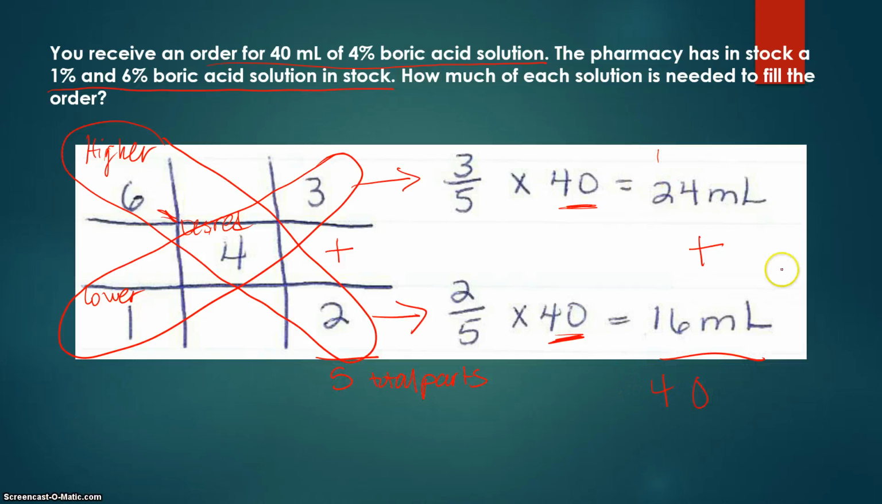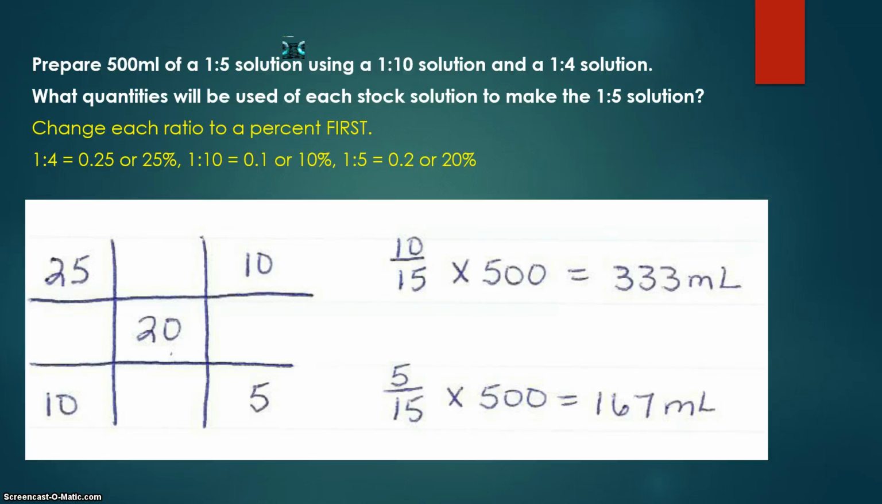40, right? It should give you 40, the amount that we originally wanted to make. Next problem. Prepare 500 mLs of a 1 to 5 solution using a 1 to 10 solution and a 1 to 4 solution. What quantities will be used of each stock solution to make the 1 to 5 solution?